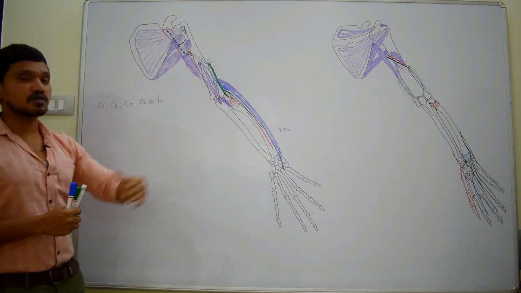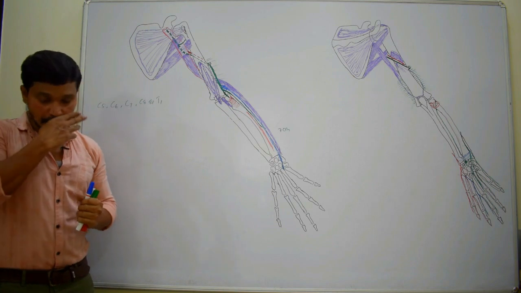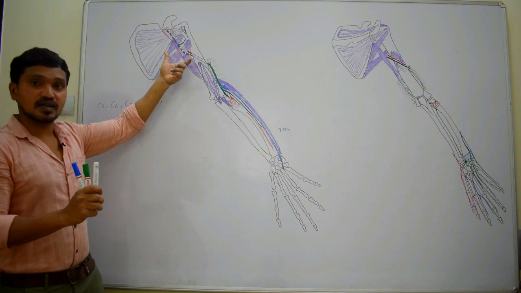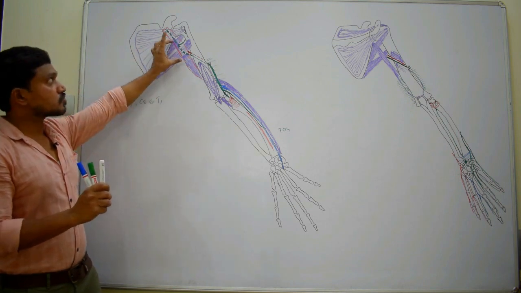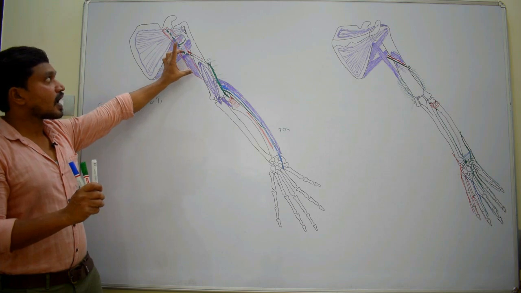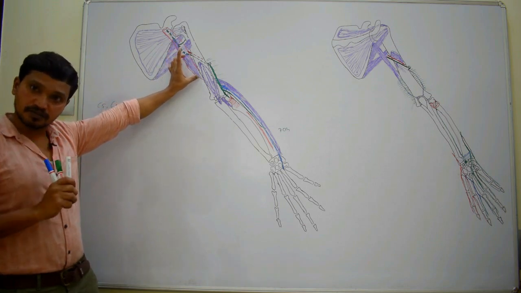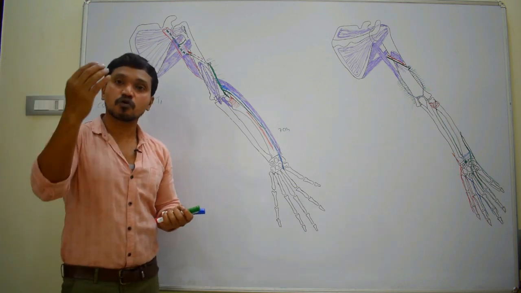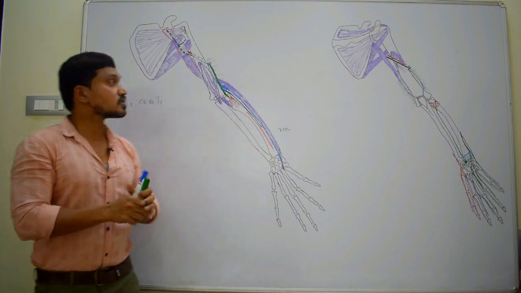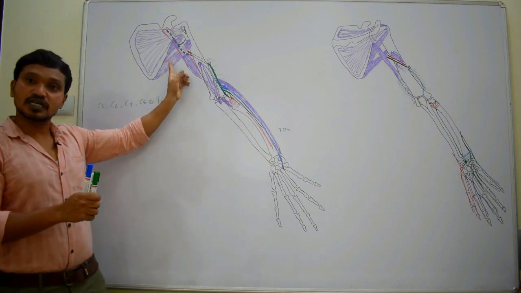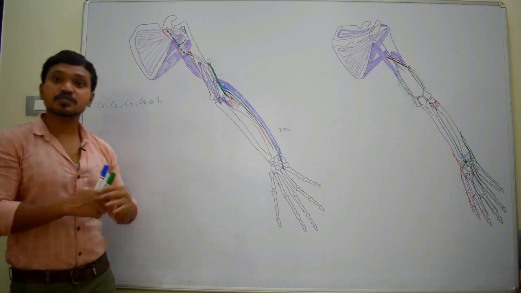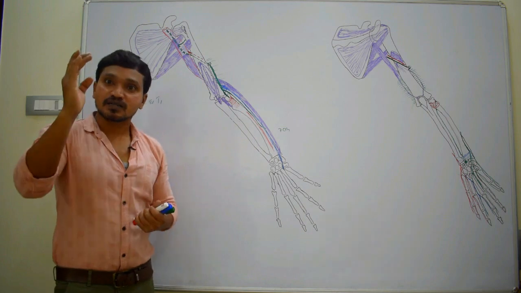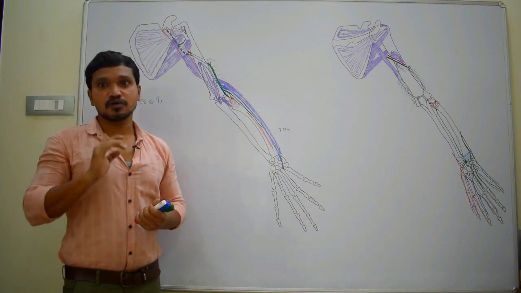Let me tell you the total course of the radial nerve once, then we'll go for the branches. The radial nerve is a branch of the posterior cord of the brachial plexus. In the axilla, it is present posterior to the third part of the axillary artery and the proximal part of the brachial artery, and it is present anterior to the structures which form the posterior wall of the axilla. What are those? Subscapularis, latissimus dorsi, teres major. So it is sandwiched between the posterior wall of the axilla and the third part of the axillary artery and the proximal part of the brachial artery.